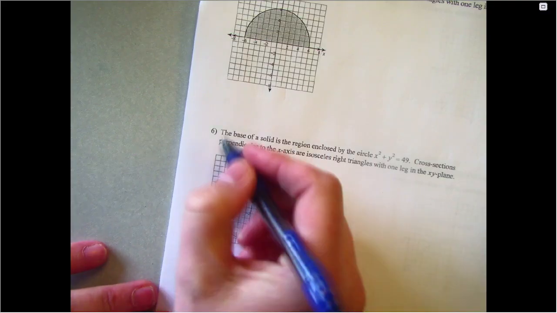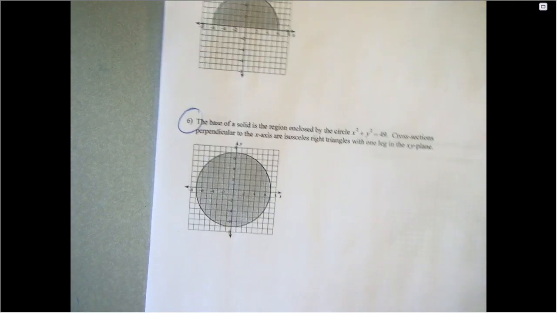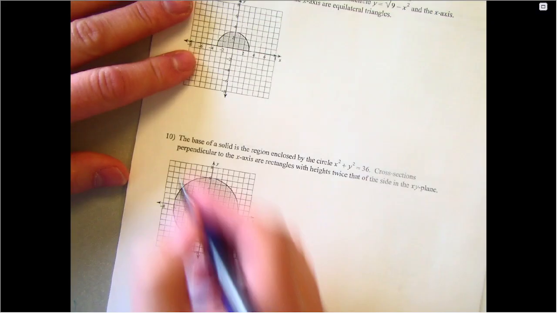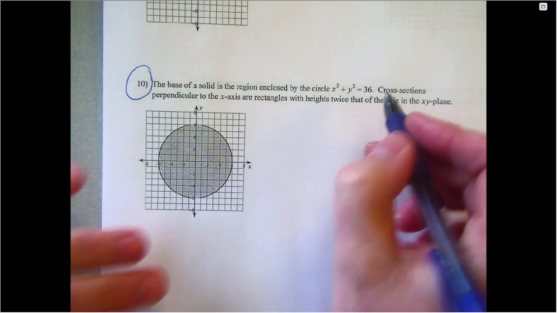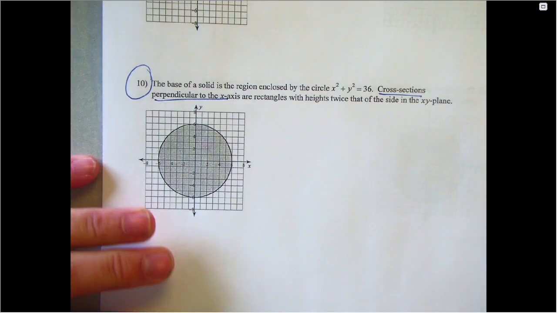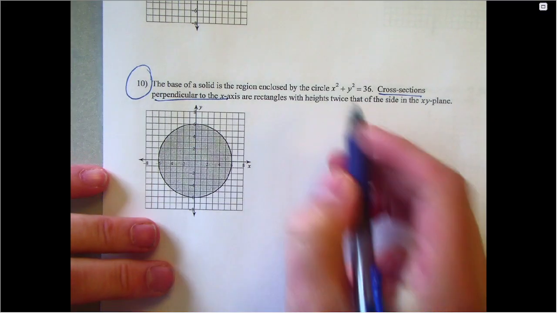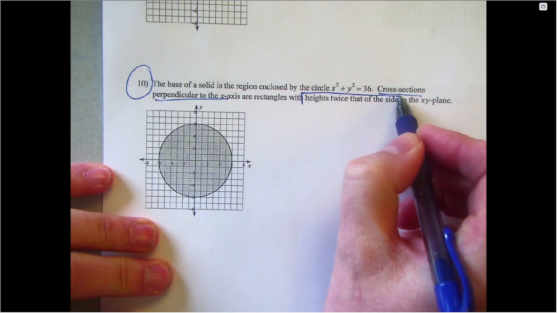Let's look at number 6. That guy's a circle. Actually, let's do 10. 10's better. So, a couple things are happening here. One, we've got cross sections perpendicular to the x, so we know we're in terms of x. The heights are twice that of the side.